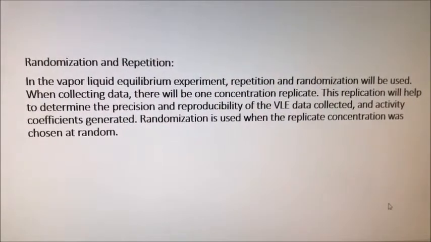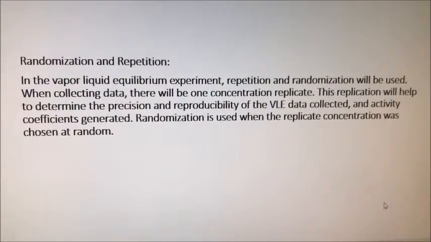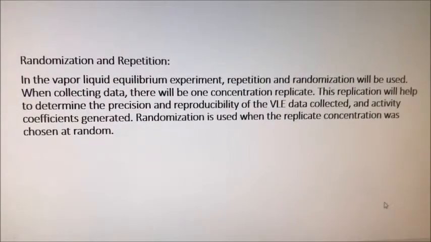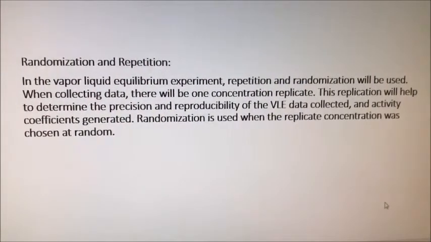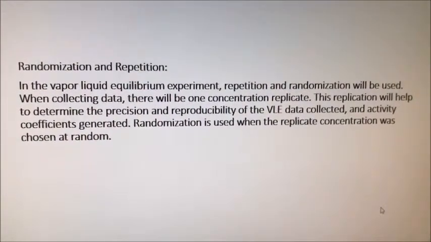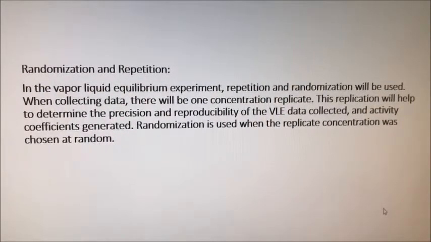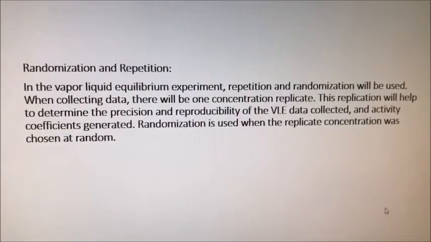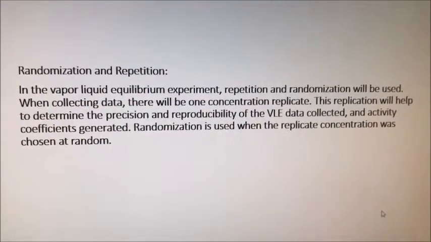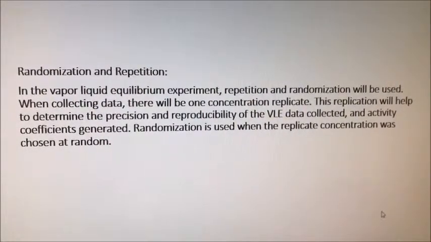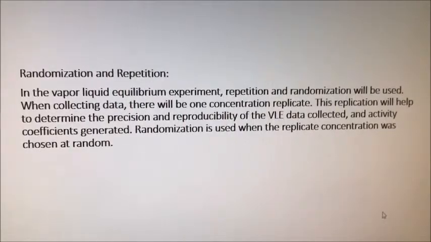In the vapor-liquid equilibrium experiment, repetition and randomization will be used. When collecting data, there will be one concentration replicate. This replication will help to determine the precision and the reproducibility of the VLE data collected and the activity coefficients generated. Randomization is used when the replicate concentration is chosen at random.